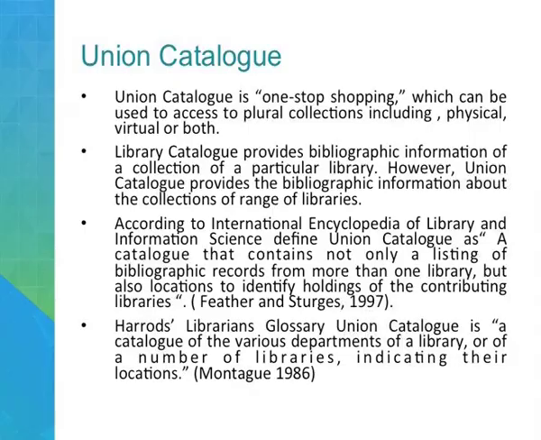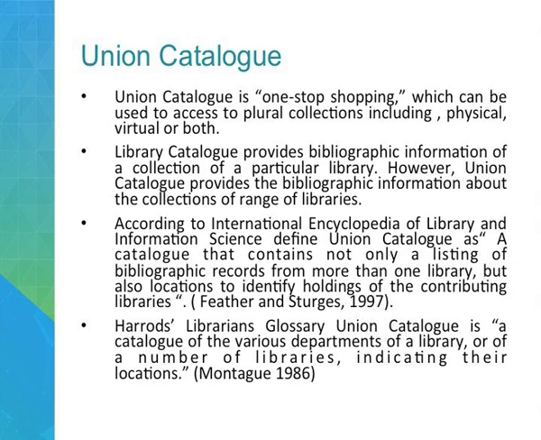So, first understand what is Union Catalogue. Union Catalogue is actually a one-stop shopping catalogue which can be used to access plural collections, including physical, virtual or both. Library Catalogue provides bibliographic information of a collection of a particular library. However, Union Catalogue provides the bibliographic information about the collections of a range of libraries.